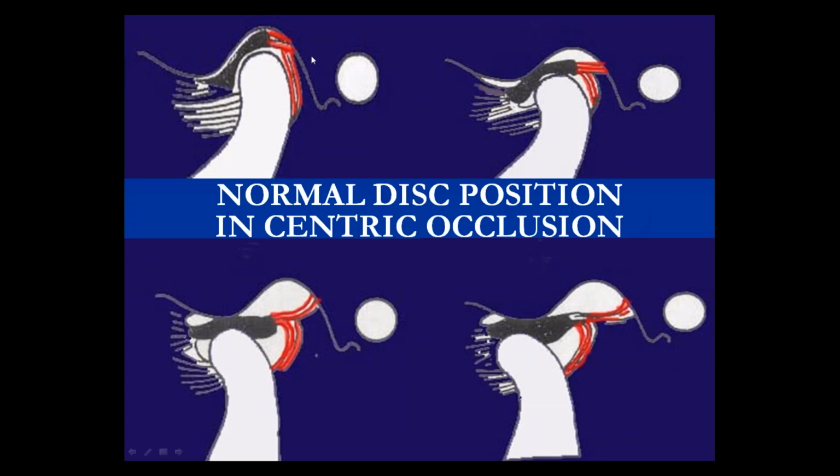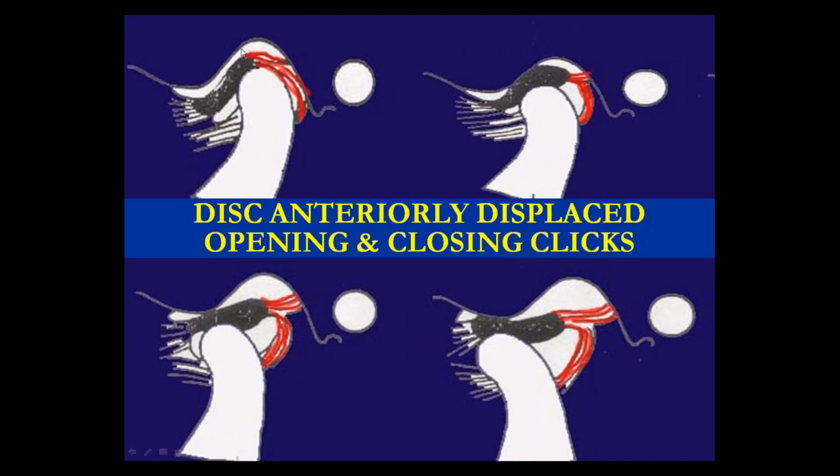So in a normal situation, when the patient bites in centric occlusion, the disc is right here in the head of the condyle. When the patient opens, the disc stays in position. It stays in position, and during the closing movement, it's right there the whole time, acting like a cushion, and there's no noise, no clicking, no vibration.